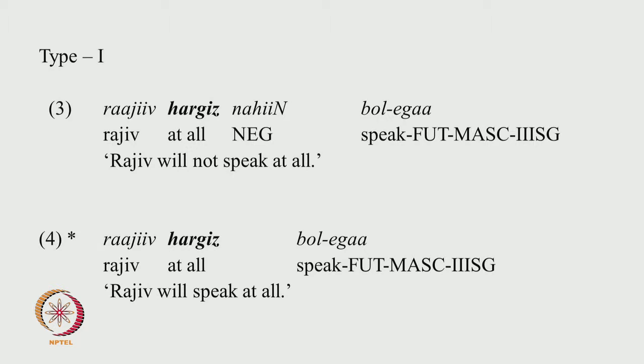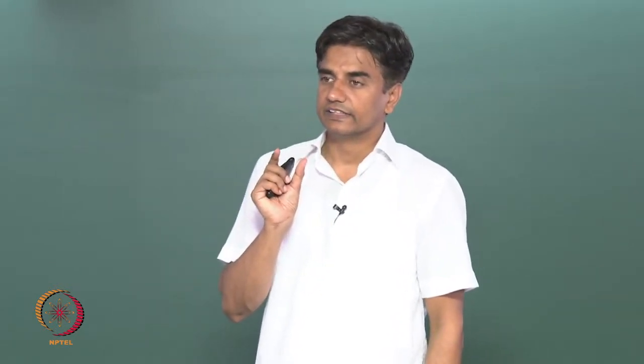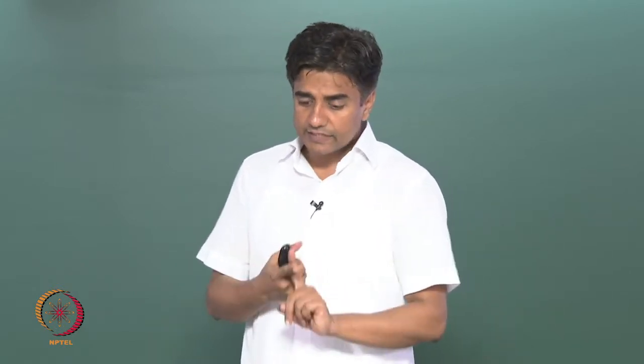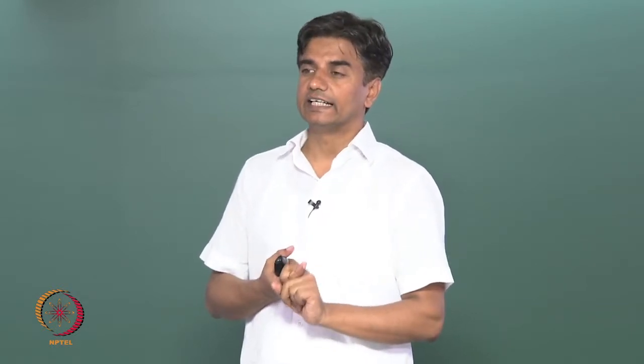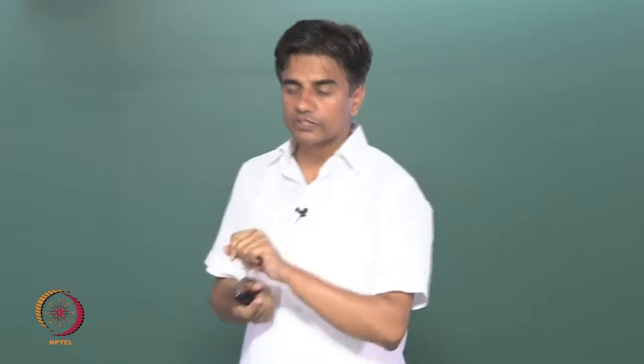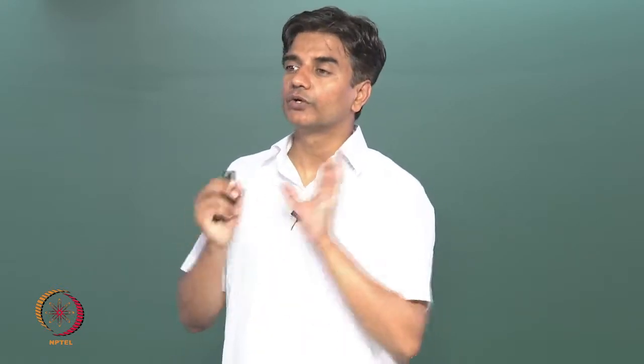The sentence in Hindi reads as "Rajiv hargiz nahi bolega." It means Rajiv will not speak at all, under any circumstances. Now, what I am trying to show you here is the word hargiz is called a negative polarity item. This word cannot occur in this type of a sentence if there is no nahi. If we do not use nahi, then we cannot use hargiz.